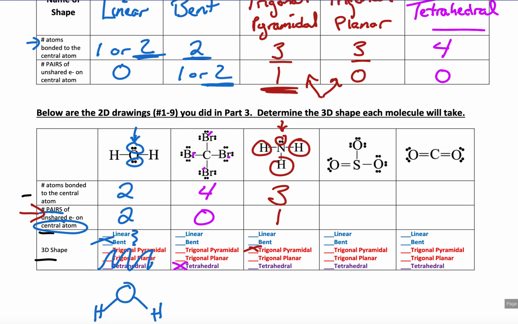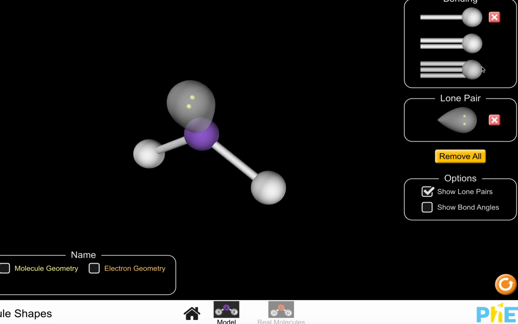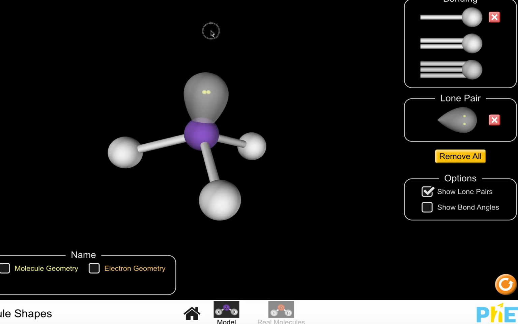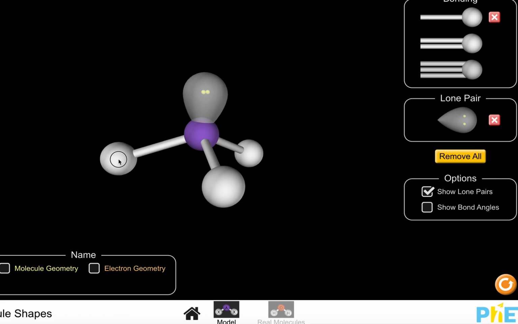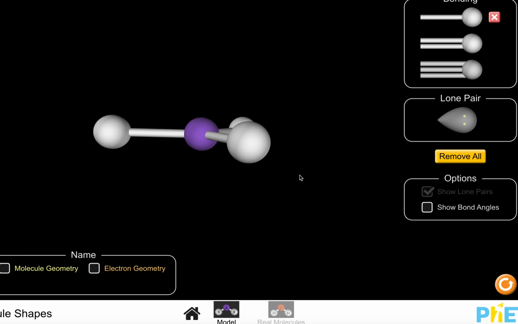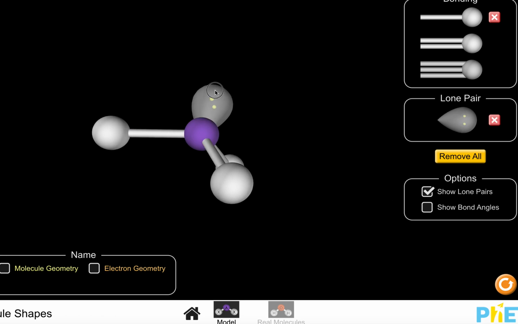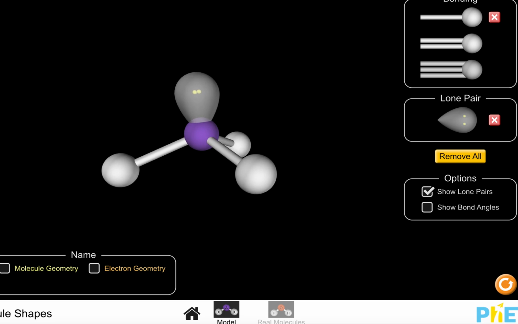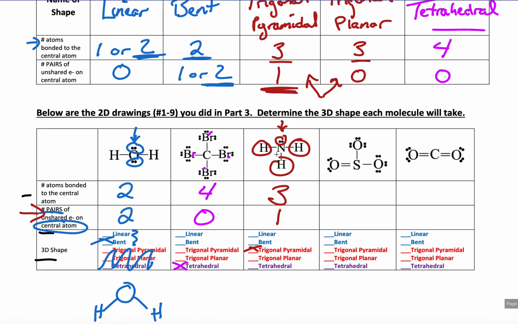Trigonal pyramidal. So if we were to look at this in the real world, it would have 3 atoms bonded to the center. They would sit as the base of the pyramid, and then those extra electrons up here is what's causing it to bend and look like a pyramid. Otherwise, it would be planar. But because they're there, that's why it's so important not to forget them. Because they're there, it bends it down. So when you make your drawings, you cannot forget to put those extra electrons, if they're there, on the center atom.